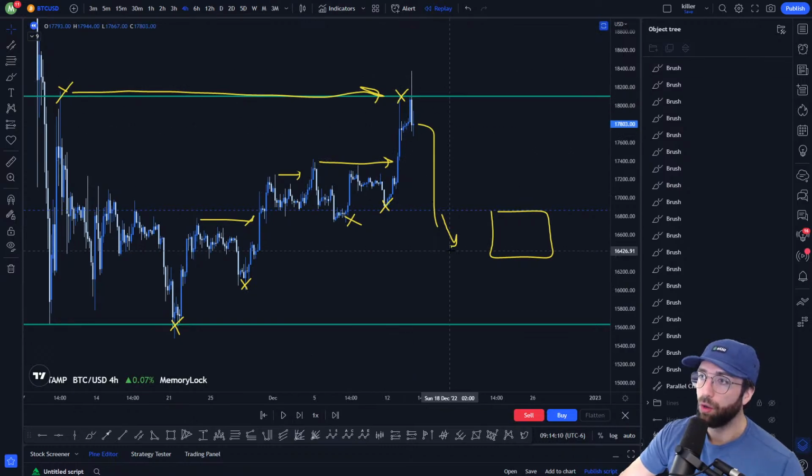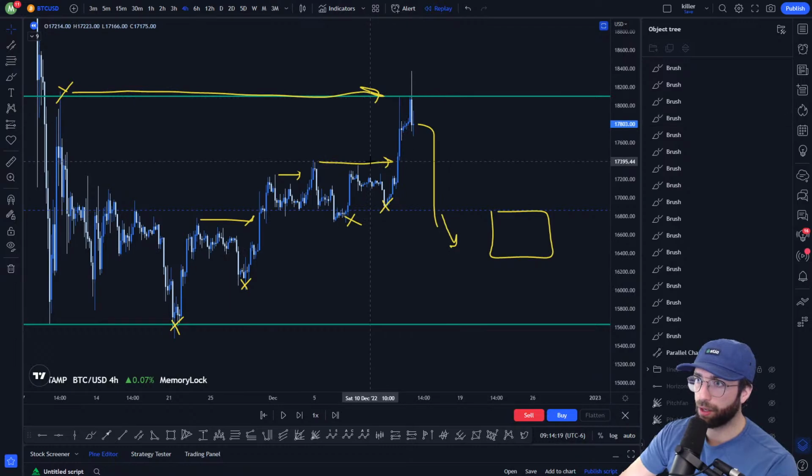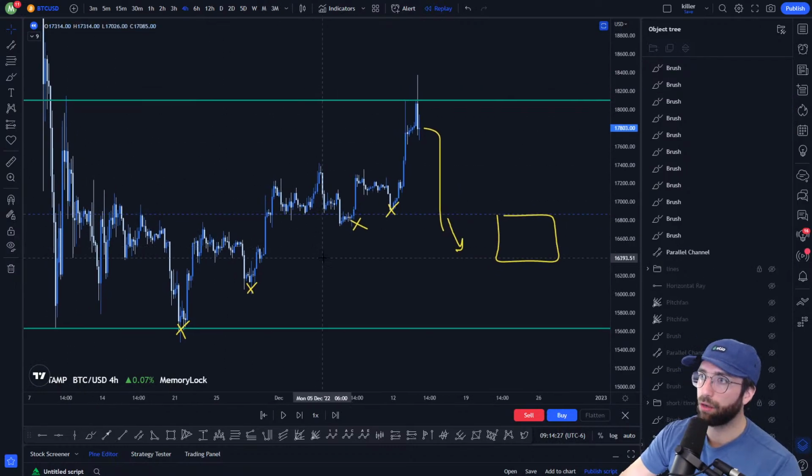So when it comes to confirmations, this is important. This is the other bit that I want to talk about. People will oftentimes ask, well, how do I know that it was confirmed as resistance? How should I know that it's time to take the short?